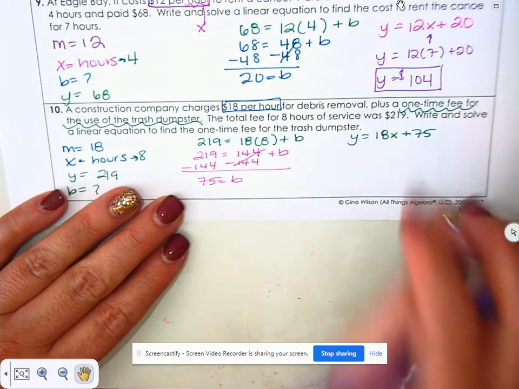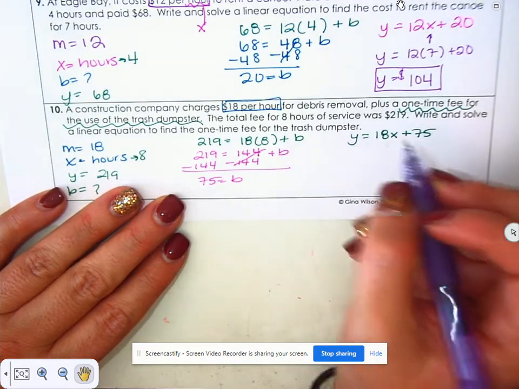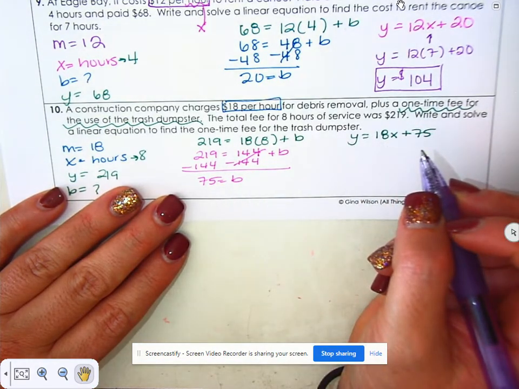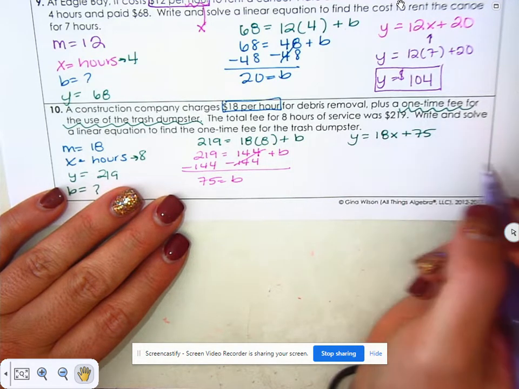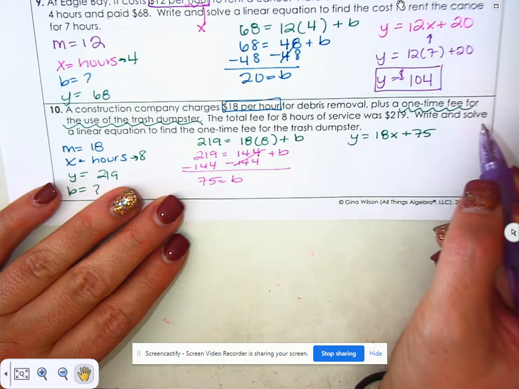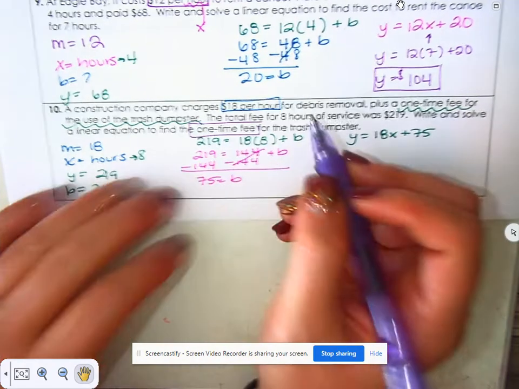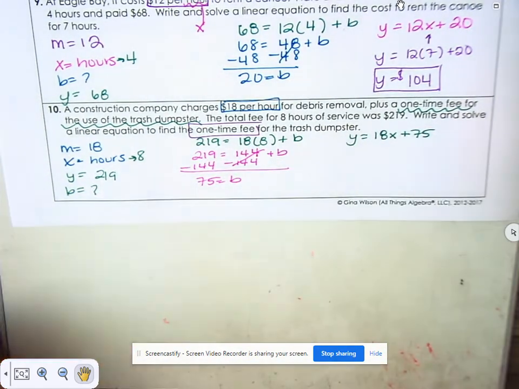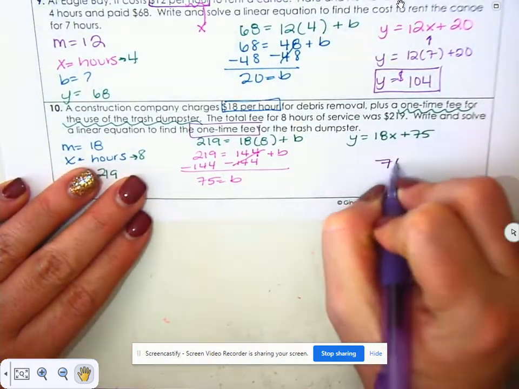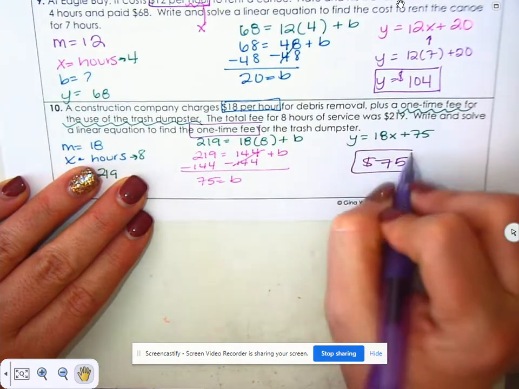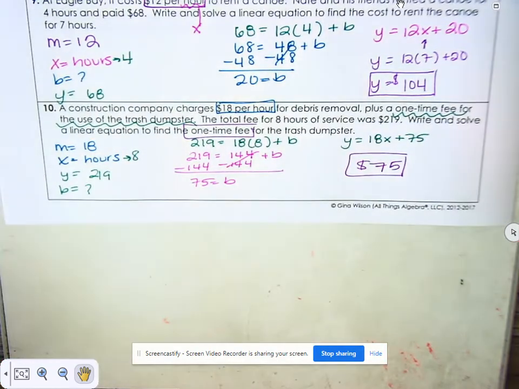And now if I keep reading, it says that they want to find just the one-time fee. So we are actually done at the $75. I was thinking they wanted us to find something else, y'all. I didn't finish reading. So they just wanted the fee, which is in fact $75. So B is the fee.